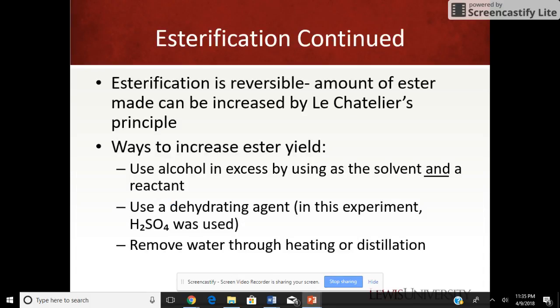So a little bit more about esterification. A problem with it is that it's reversible. So the amount of ester that's made needs to be increased by using Le Chatelier's principle, which we could do by using the alcohol in excess, both as a solvent and a reactant. This makes sure that the reaction proceeds to the right, which means that we want more ester, or in this case, benzocaine. We can also use a dehydrating agent, and in this case, the strong acid H2SO4 was used as a dehydrating agent. Other ways to remove water would be through physical means, like heating or distillation. In the case of this experiment, heating through reflux was used.